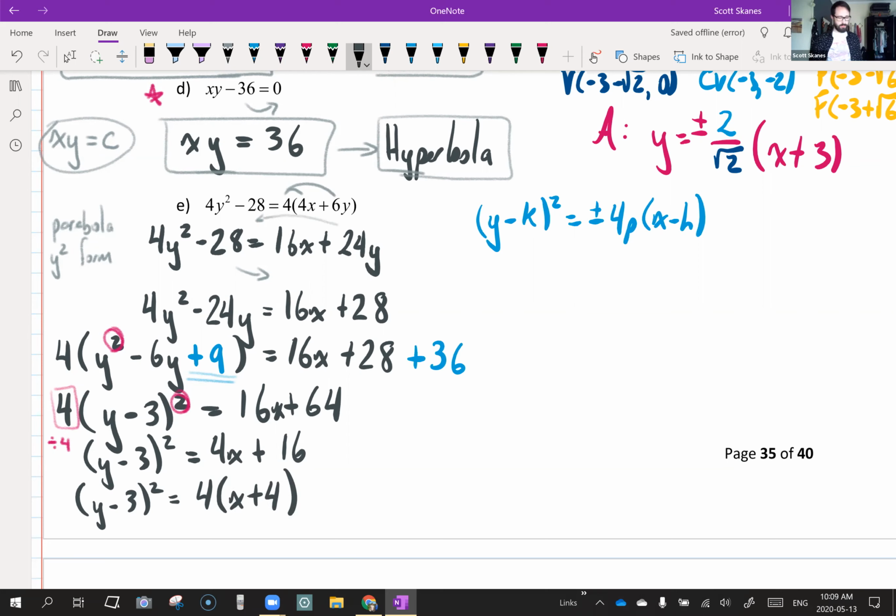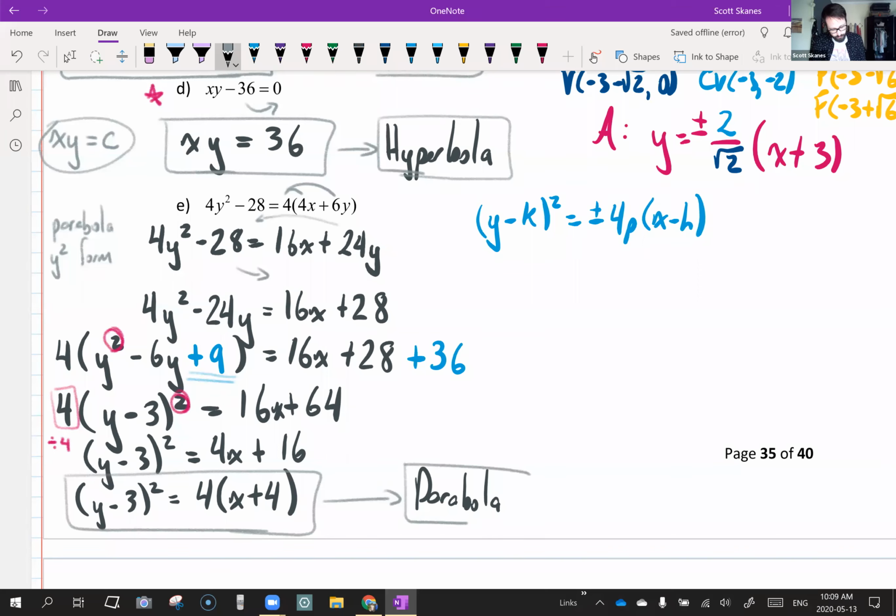If I factor out a constant, I end up with this. And now, ladies and gentlemen, c'est fini. That is certainly a parabola. It's even in parabolic form or standard form. And we can even say what it looks like.